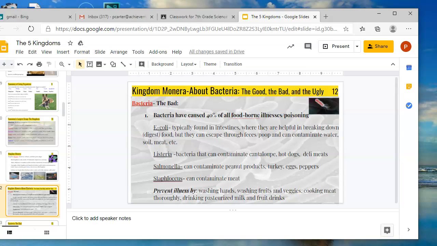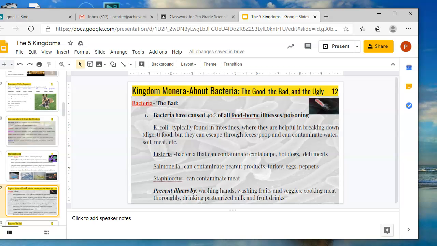E. coli is typically found in intestines, where it is helpful in breaking down or digesting food, but it can escape through feces or poop and can contaminate water, soil, meat, etc. Listeria, bacteria that can contaminate cantaloupe, hot dogs, and deli meats. Salmonella can contaminate peanut products, turkey, eggs, and peppers.